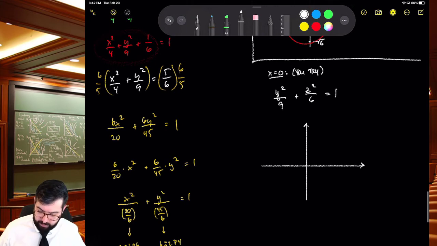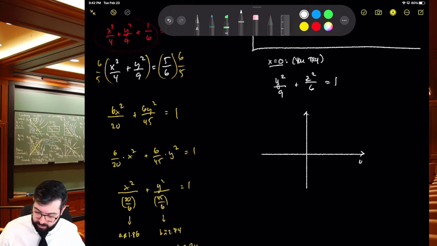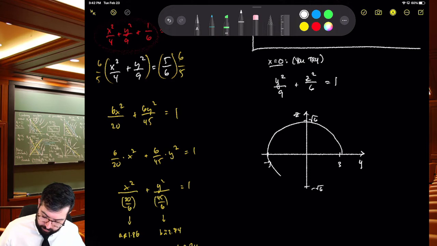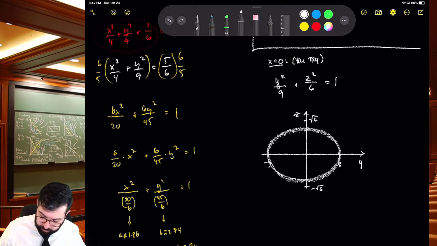So again, you're going to get ellipses in the YZ plane, plus and minus 3 for Y, plus and minus radical 6 for Z. So it's a somewhat squat ellipse. It's longer in the Y direction. Not really giving the computer a lot to work with here. Something like this.